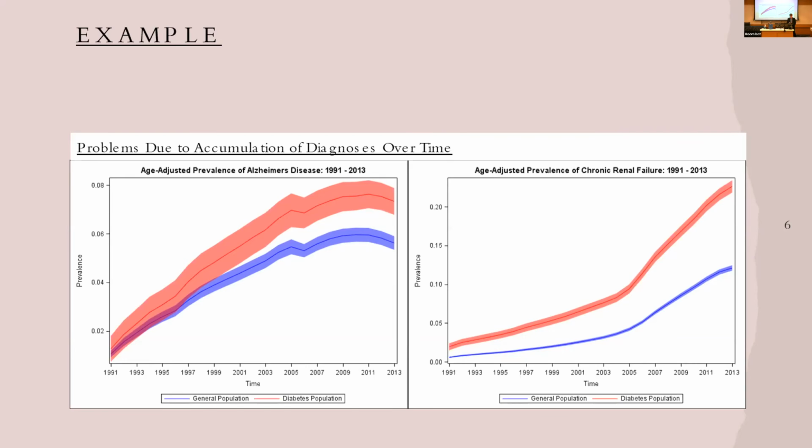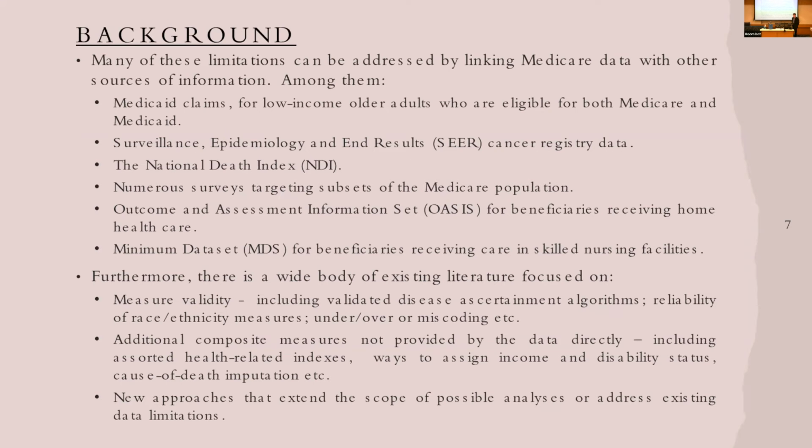Now, many of these limitations can be addressed by linking Medicare data with other sources of information. Among them, we have Medicaid claims for low-income older adults who are eligible for both Medicare and Medicaid. We have Surveillance, Epidemiology, and End Results cancer registry data. Lately, we can also link the National Death Index.